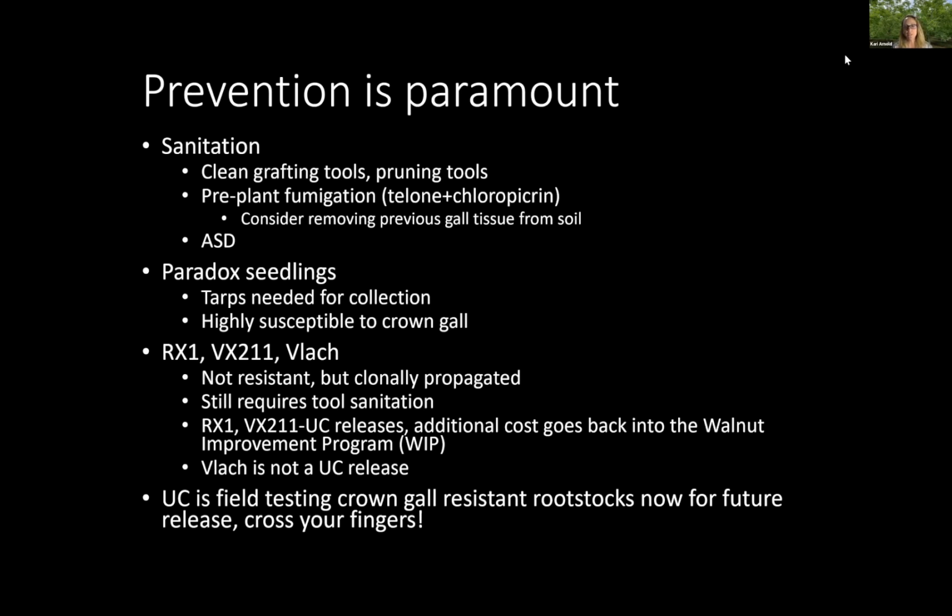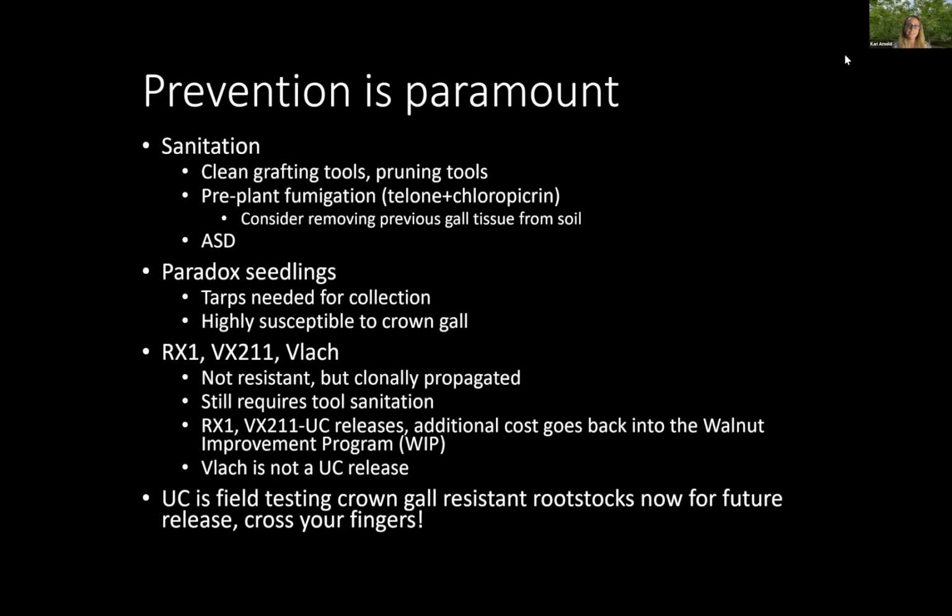So pre-plant fumigation is an option. This does work, but this does not work with galls. So it's difficult to penetrate the gall tissue. So you can go out and try to remove as much gall tissue as you can if you're planting walnuts again. Anaerobic soil disinfestation is effective.